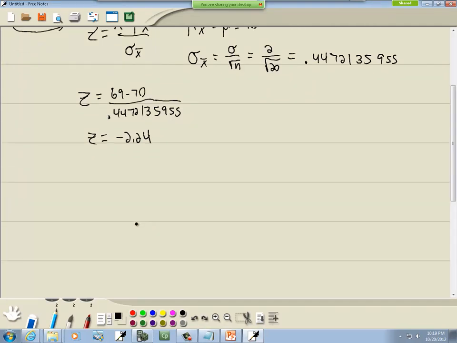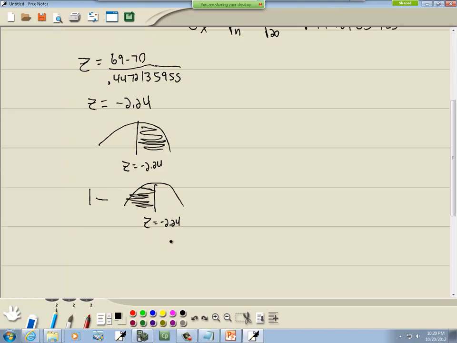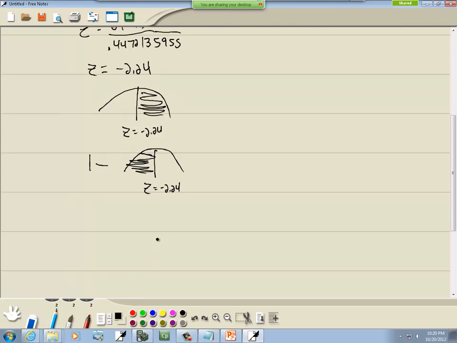And our picture now looks like this. Z is equal to negative 2.24, and I'm shading to the right, which isn't good. The table is based upon the area to the left, so I have to rewrite this as 1 minus z is equal to negative 2.24, so shaded to the left. When it's always shaded to the right like that, you always rewrite it this way for the table.